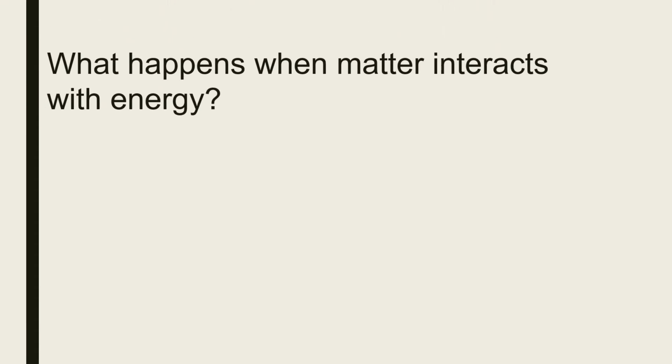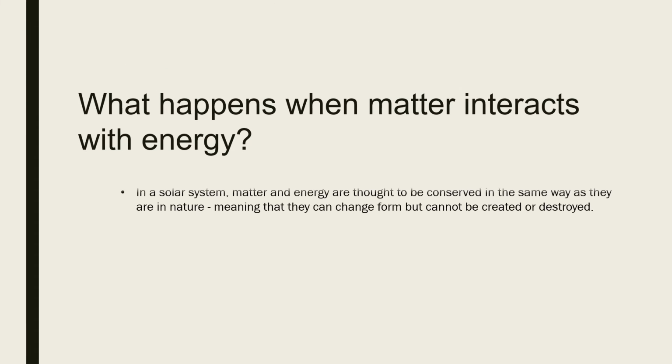So what happens when matter interacts with energy? In a solar system, matter and energy are thought to be conserved in the same way as they are in nature, meaning that they can change form but cannot be created or destroyed.